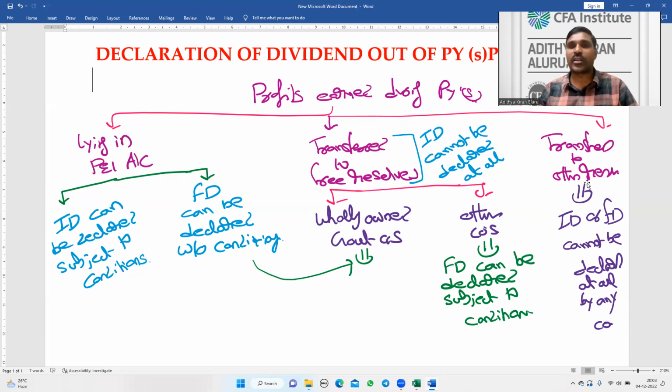So when profits were earned during the previous year, and in the current year we are having losses, you may want to utilize the previous year profits to pay the dividend. In this case we have to ascertain where the previous year profits are lying. If they are lying in the profit and loss account, interim dividend can be declared subject to conditions. So what is that condition?